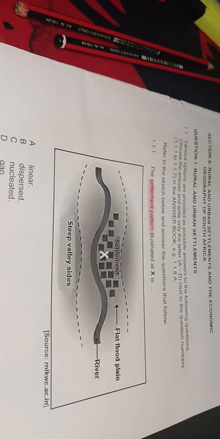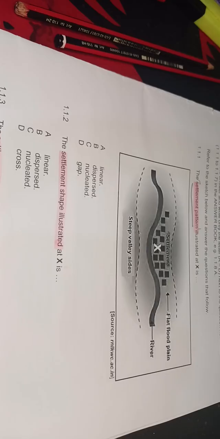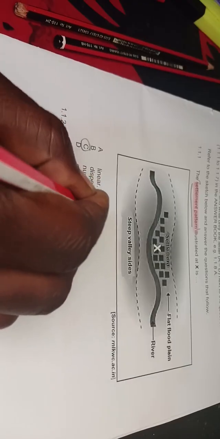It reads, the settlement pattern at X is, what is the settlement pattern? 1.1.1, at X, what is the settlement pattern? Remember, we look at the arrangement of the buildings. That is your nucleated. That's correct. It's nucleated.